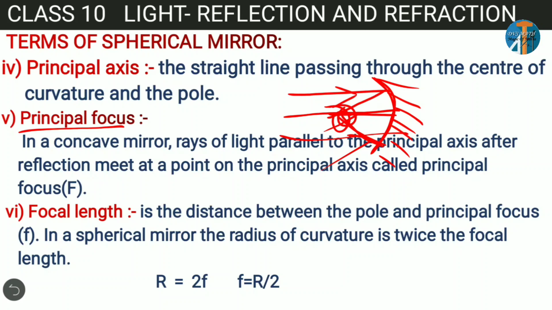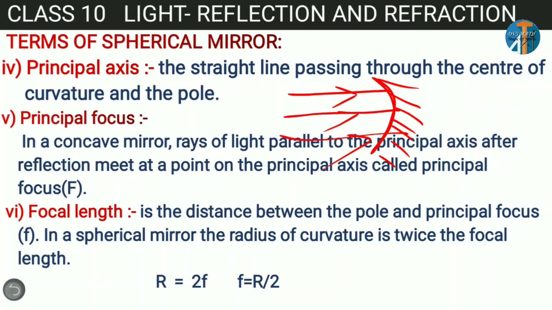That means that point falls on the principal axis. Look here, it falls on the principal axis only. That's the definition. In a concave mirror, rays of light parallel to the principal axis, after reflecting, meet at a point on the principal axis called the principal focus. I think it's clear.